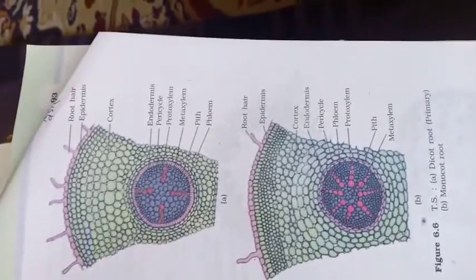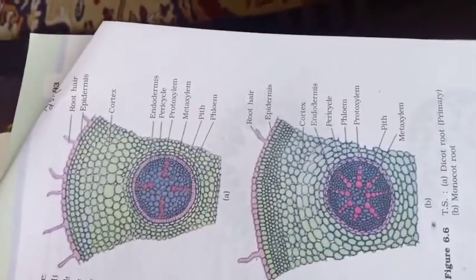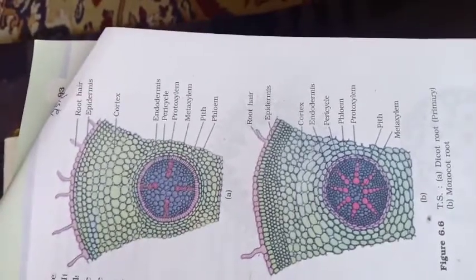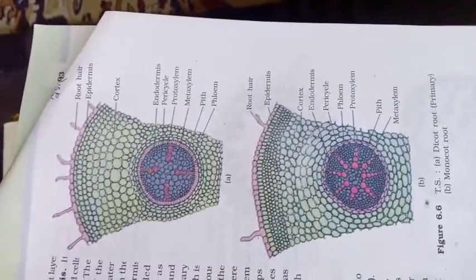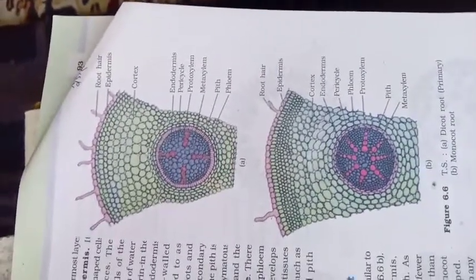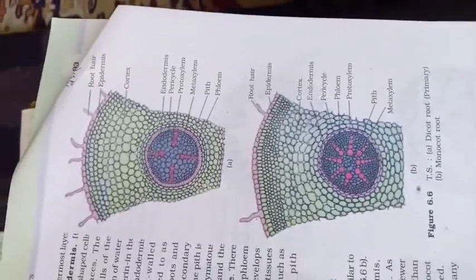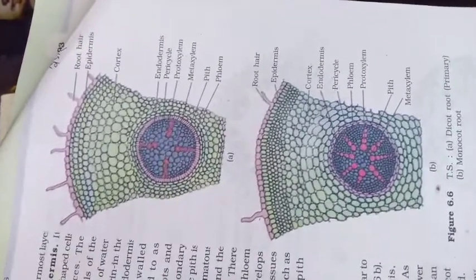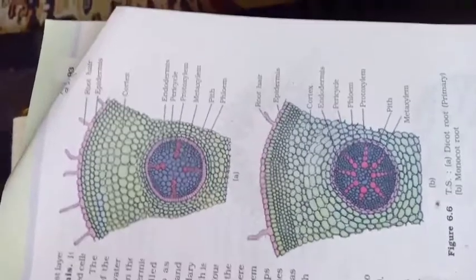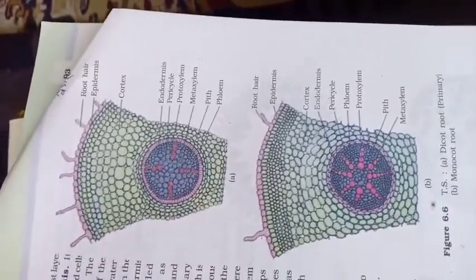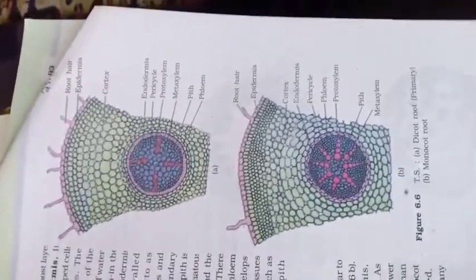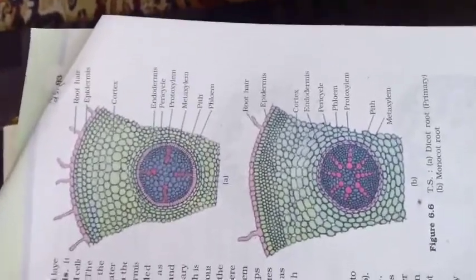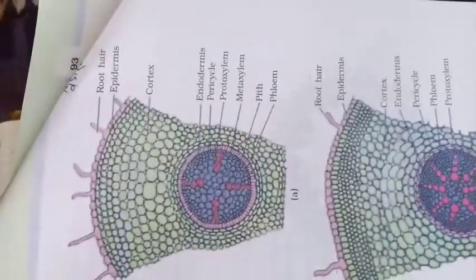Your book has chosen the transverse section of the sunflower as the dicot root, and we will discuss the transverse section of monocot root as well. Though there are not so large differences between the transverse internal structures of dicot and monocot roots, a few we will mention here today in our lecture. So stay keen.